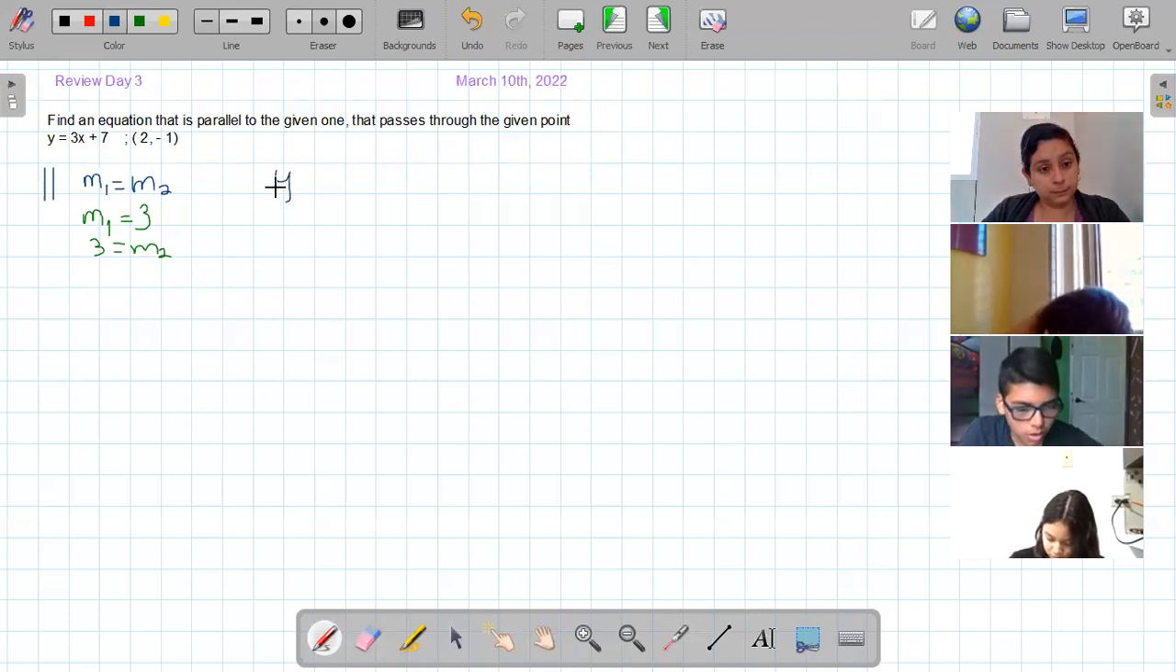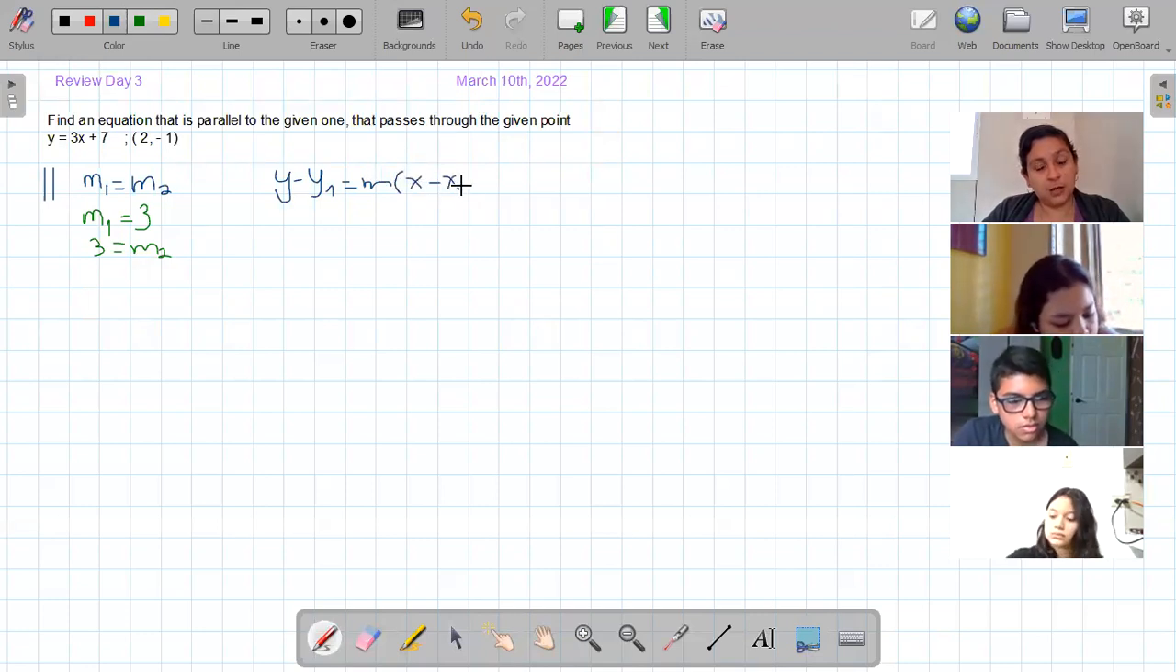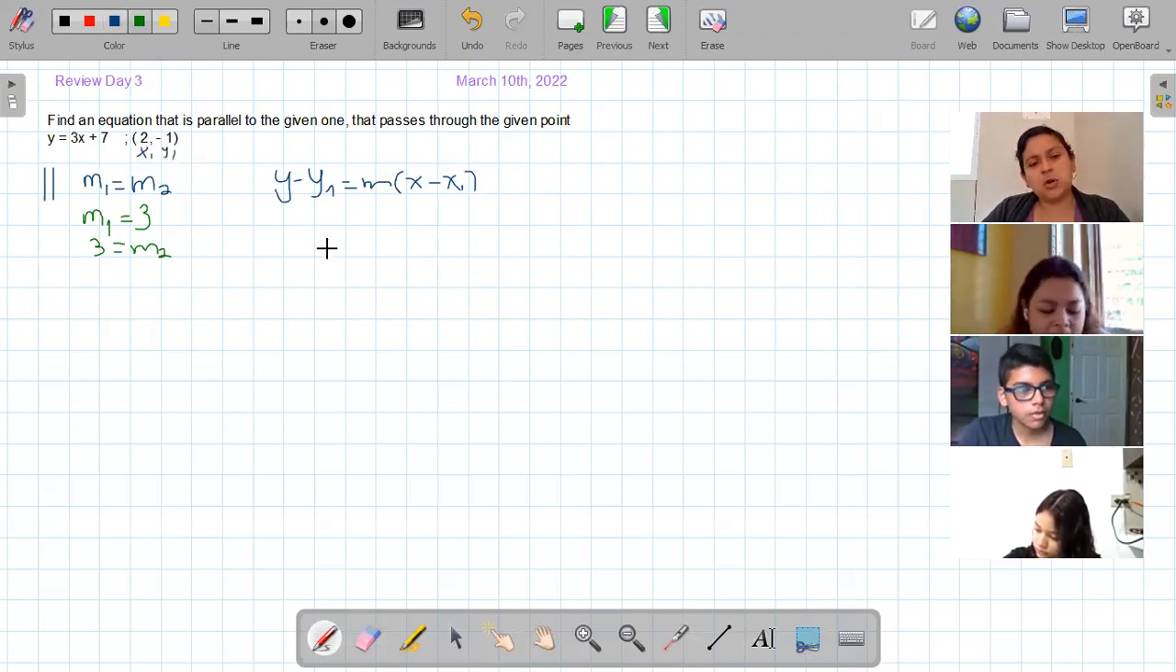y minus y1 equals m parentheses x minus x1. Very good. And where do I find that x1 and y1? Obviously from the given point. So this is x1 and this is y1. And now we just go ahead and substitute the y1, the x1, and the m.